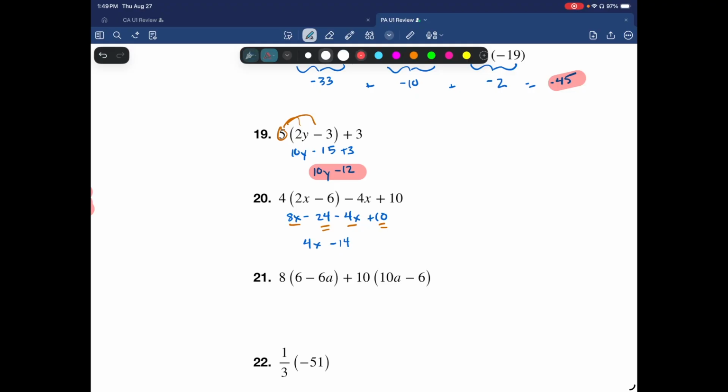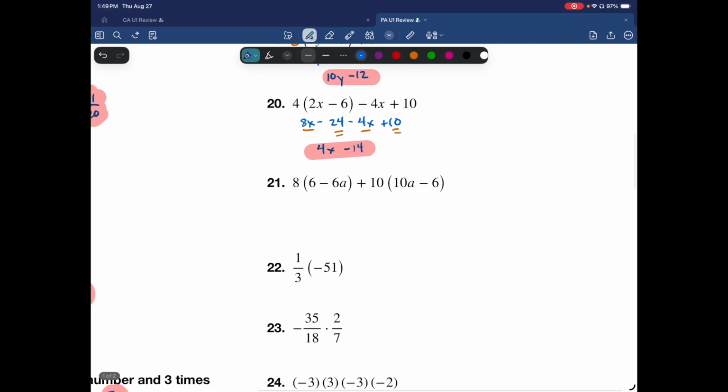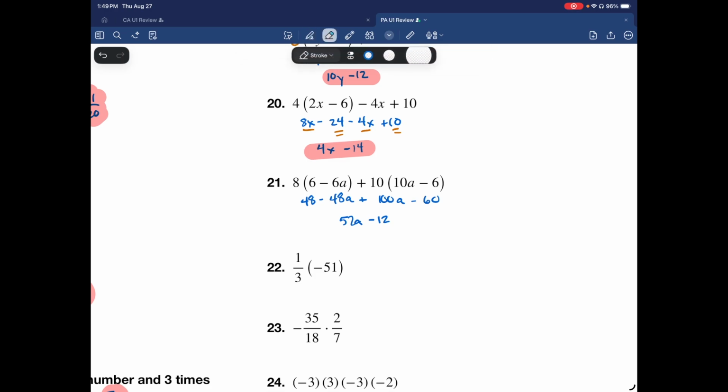All right. Let's see, 8. I'm going to distribute. That's going to be 48 minus 48a plus 100a minus 60. Okay, so 100 minus 48, that's going to be 52a. And then 48 and 60 have different signs, so that's going to be minus 12. 52a minus 12.